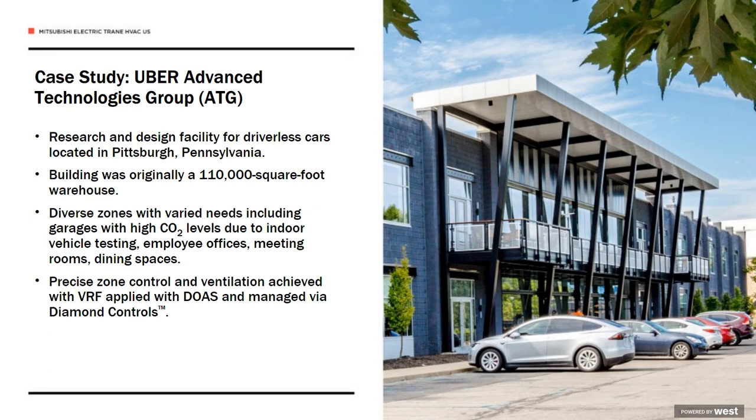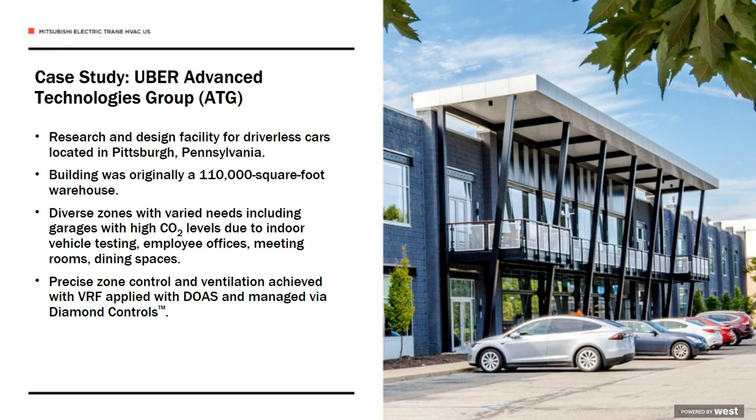The building has a unique and challenging design in that employee offices sit side by side with car testing spaces. Those spaces produce high carbon dioxide levels, as you probably can imagine, making ventilation inside the building a critical component of the overall HVAC system design. In addition, Uber's environmentally conscious culture places a focus on energy efficiency. So when Uber went looking for an HVAC system for their building, ventilation management and energy efficiency were at the core of their search.